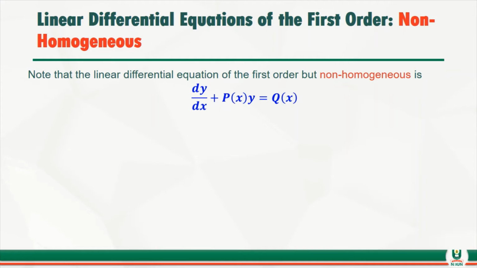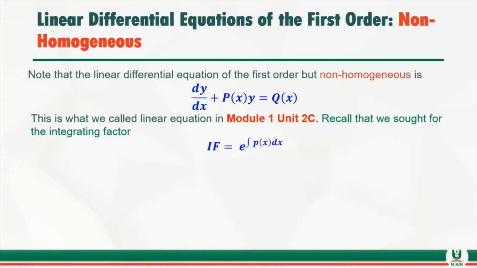So that is what we are going to use to classify this as non-homogeneous, because here we have q of x standing alone and it is a function of x. And if you look at this very well, you will notice that it's very familiar. Now that is what we call a linear equation. And if you remember in Module 1 Unit 2C, I explained to you how to solve this kind of problem, and I said it's very simple.